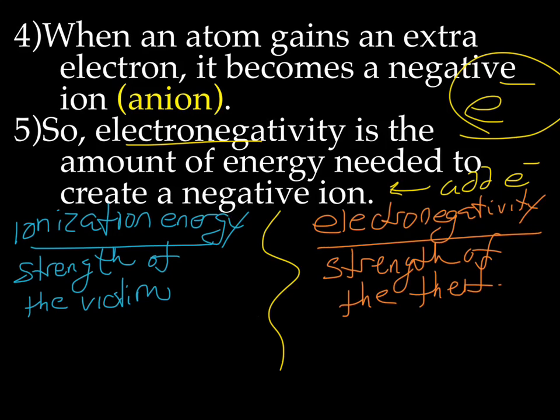So ionization energy, looking at the strength of the victim atom, the guy that might be losing an electron. And electronegativity is looking at the strength of the thief atom, the guy trying to steal an electron. So who's going to be best at holding on to his own electrons? Who's not going to be a very good victim? It would be a strong atom, right?